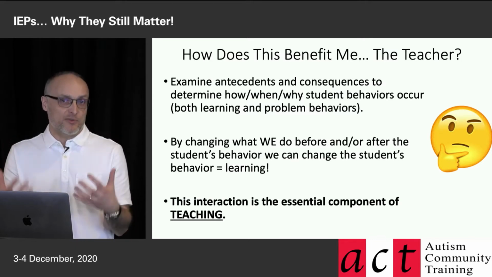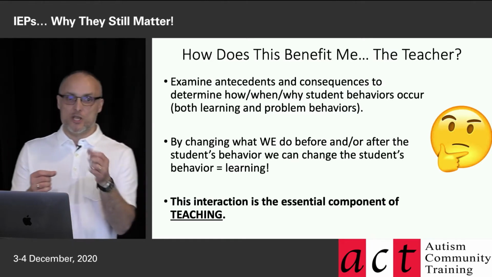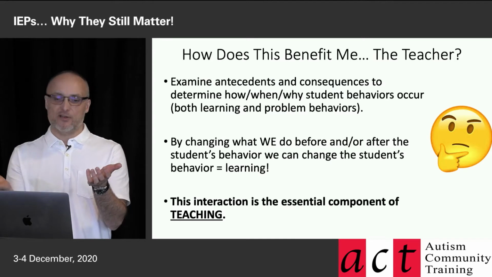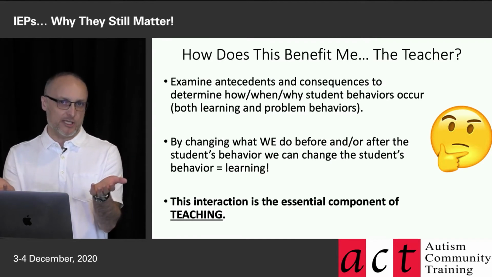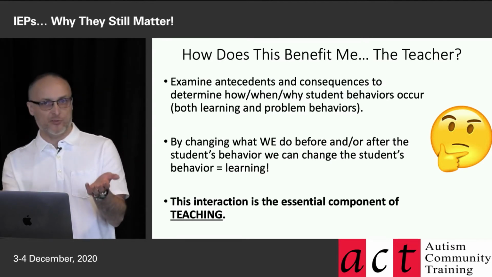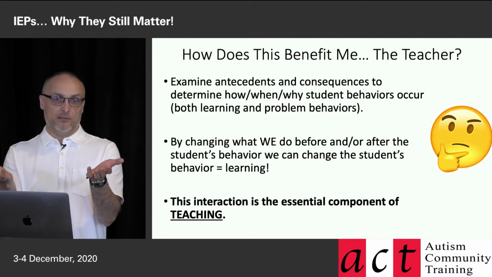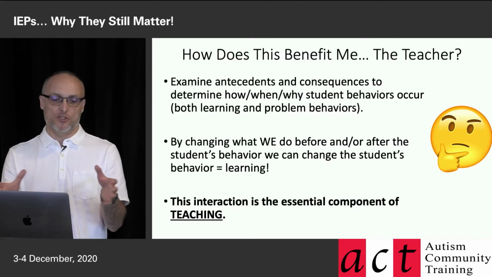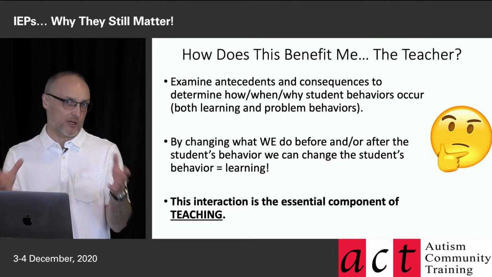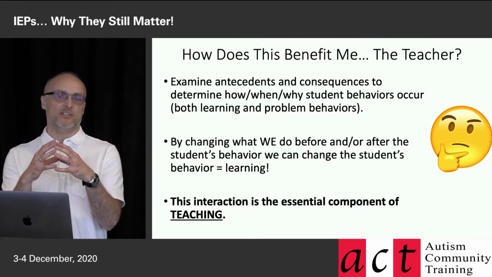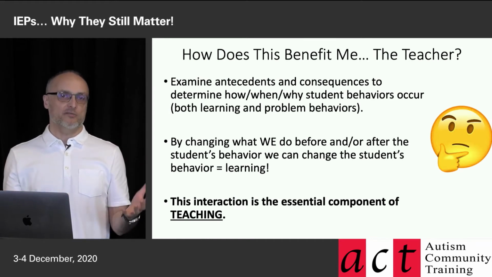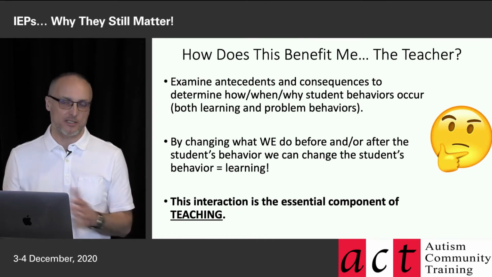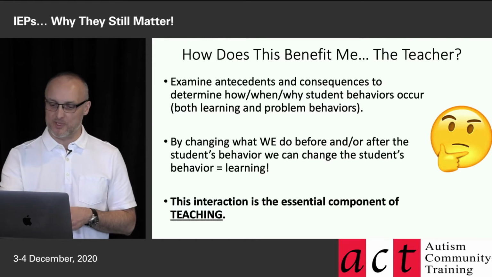This is a message of optimism and power because we control the antecedents and the consequences, right? If we change as teachers, as educators, as parents, what we do before behavior and after behavior, that results in teaching and learning. That is the teaching and learning interaction, right? Our students just don't behave or acquire skills or not acquire skills in a vacuum. Everything is in the context of the environment, and we are the environment. The classroom is the environment. Teaching is the environment. So this is a message of power and optimism.